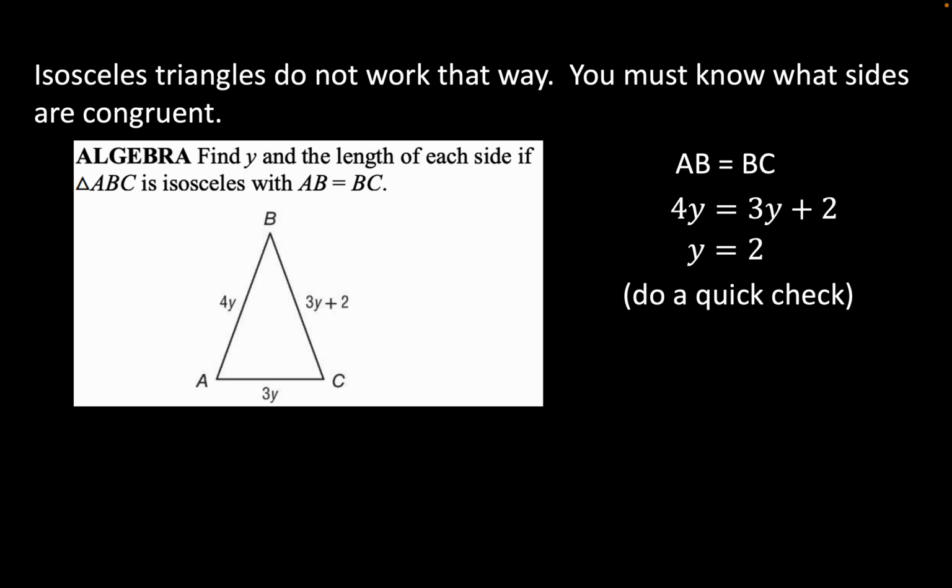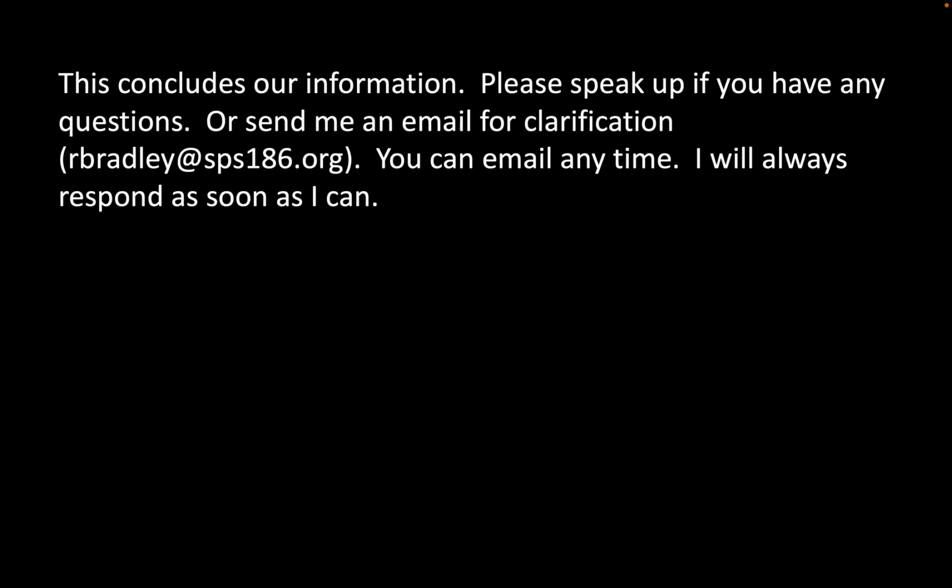Now, again, you want to do a quick check because it's a geometric problem, so that means these two sides should be equal. So take that 2 and plug it in. 4 times 2 is 8. 3 times 2 is 6, plus 2 is also 8. And they also want to know, well, I don't know if they want to know what the side is, but AC, if we know that this is 2, would be 6. All right. So that does conclude our information.